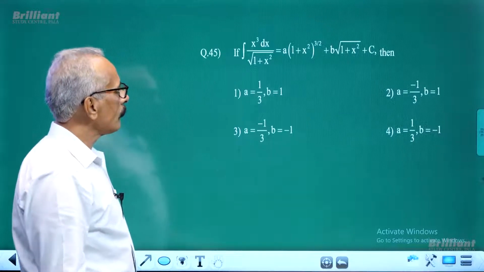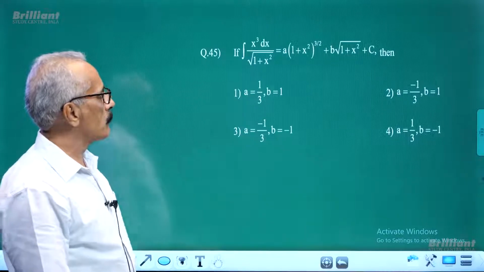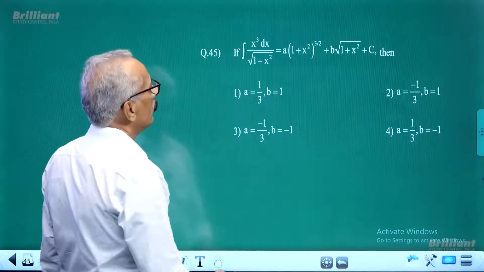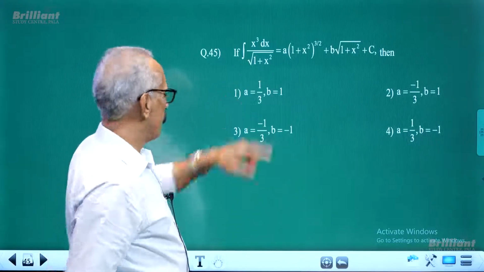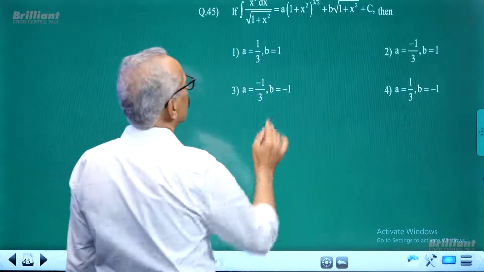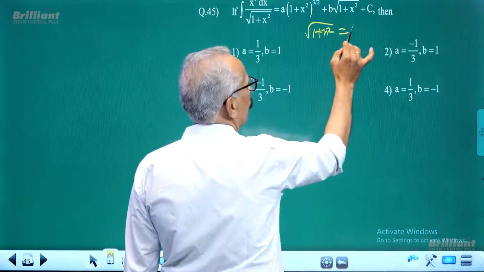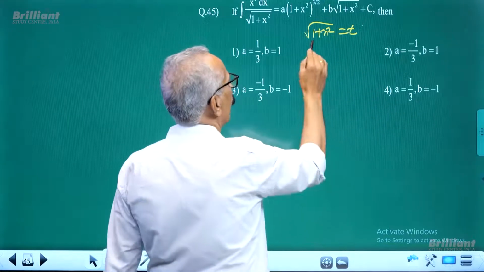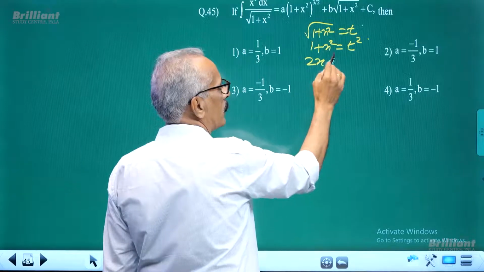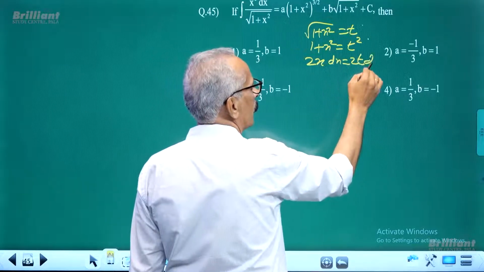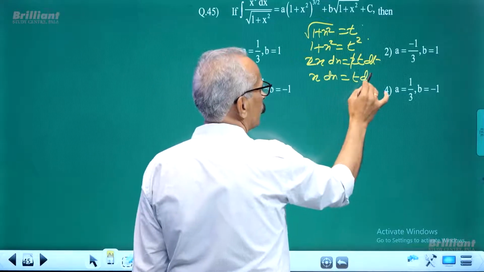Well, integral x cube dx by root of 1 plus x square. We will integrate that. Today also I told you, take the root as t. So root of 1 plus x square equal to t. Then 1 plus x square equal to t square. Differentiate: 2x dx is equal to 2t dt. That means 2 and 2 cancel. x dx is equal to t dt. Fine.